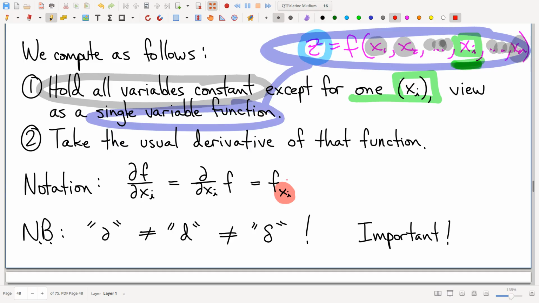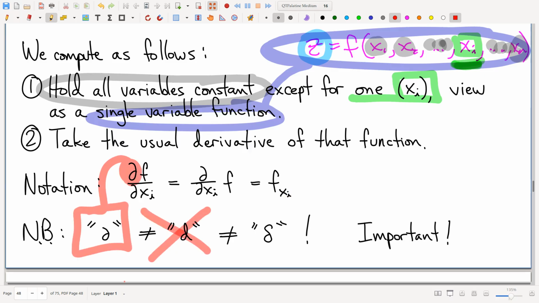Okay, and then a real quick warning. This symbol here, that symbol is not a D. I know it looks kind of like a D. It's not a D. Very importantly, not a D. D means something different. D is not an alternative optional notation. It just is wrong, right? So don't make the mistake of writing a D here.